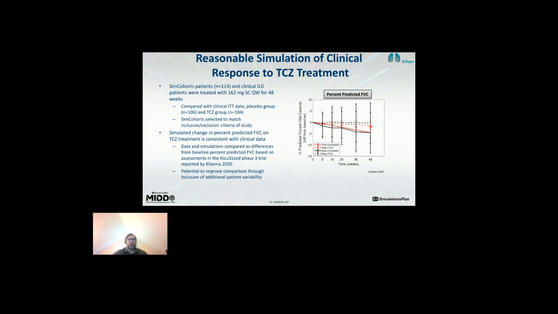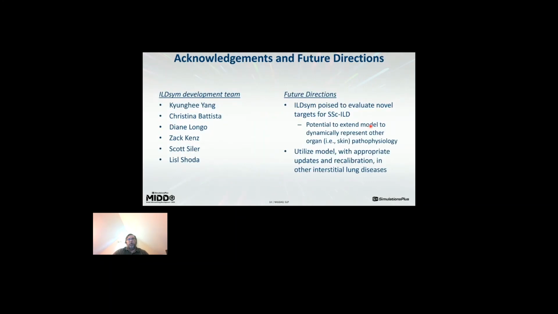So that was a whirlwind overview of ILDsym. But the work from the development team, who are listed here, was phenomenal in bringing this platform to where we have it. And certainly we look forward to evaluating novel targets with this platform. And then this is also well poised to examine other interstitial lung diseases beyond systemic sclerosis associated ILD. So I think that is ultimately the poster, and then looking forward.